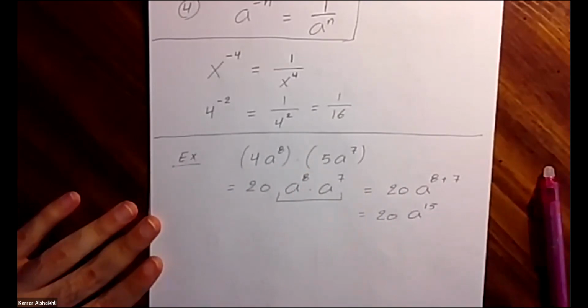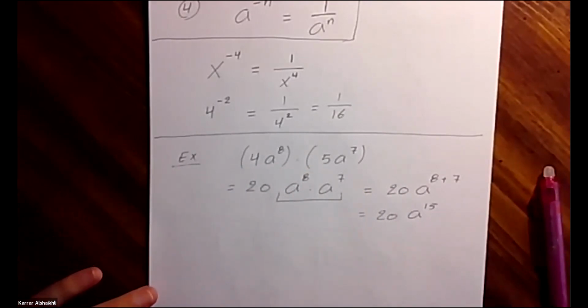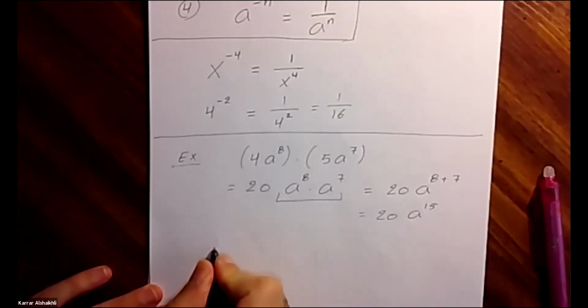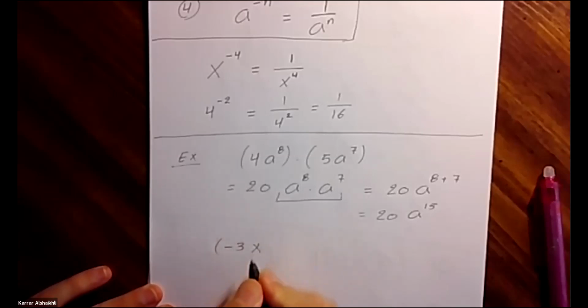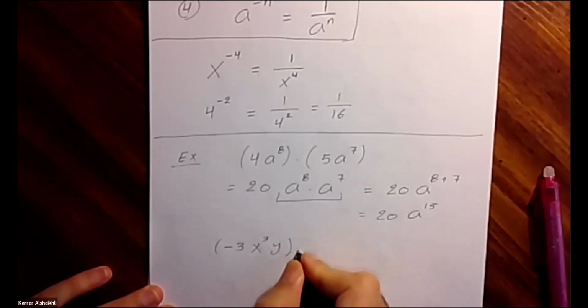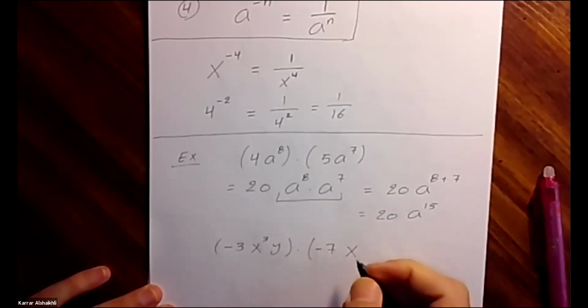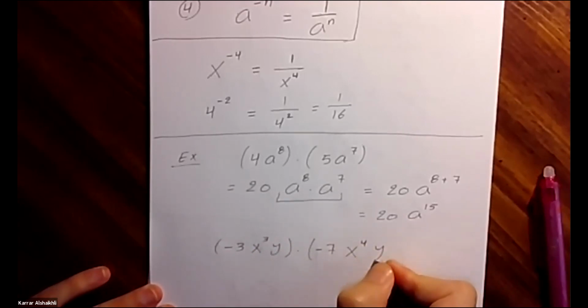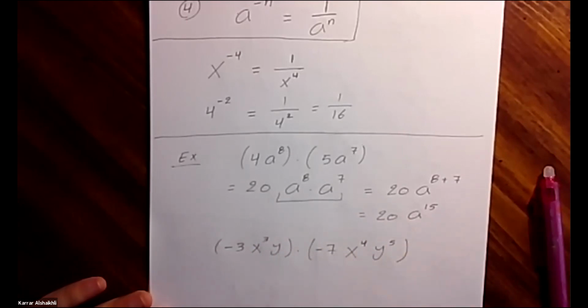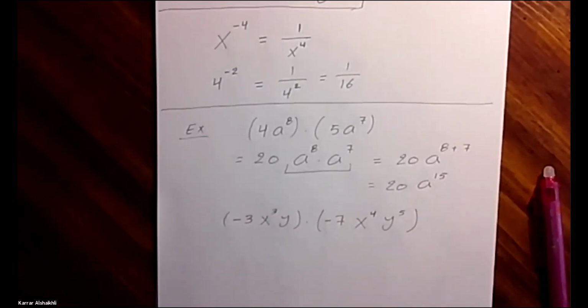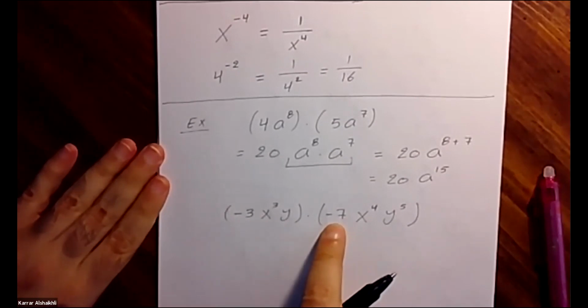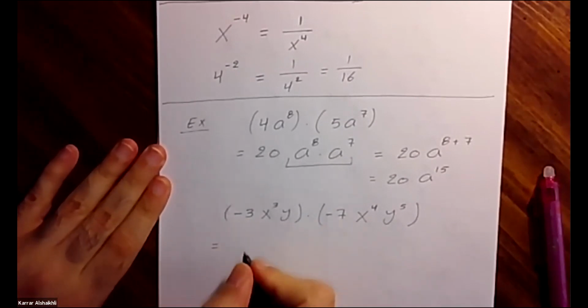Here's another one. If we have, now let's do xy. Negative 3 x cubed y times negative 7 x to the power 4 y to the power 5. Again, with the numbers, we're not going to do anything. We're just going to multiply negative 3 times negative 7, which is going to be 21.